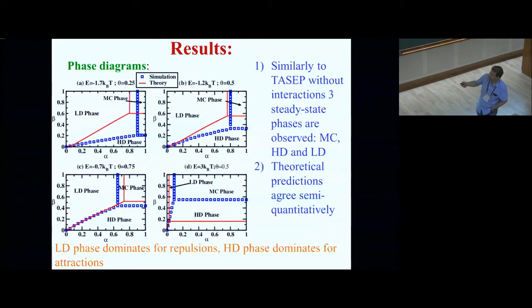And this is a different phase diagram as a function of the energy of interaction here. So here for repulsion, here for attraction, and what you can see is something that you expect. For repulsion, you mostly have low density dominating, but if you go more to attraction, high density dominates, because particles try to stick to each other. So all of this is reasonable.